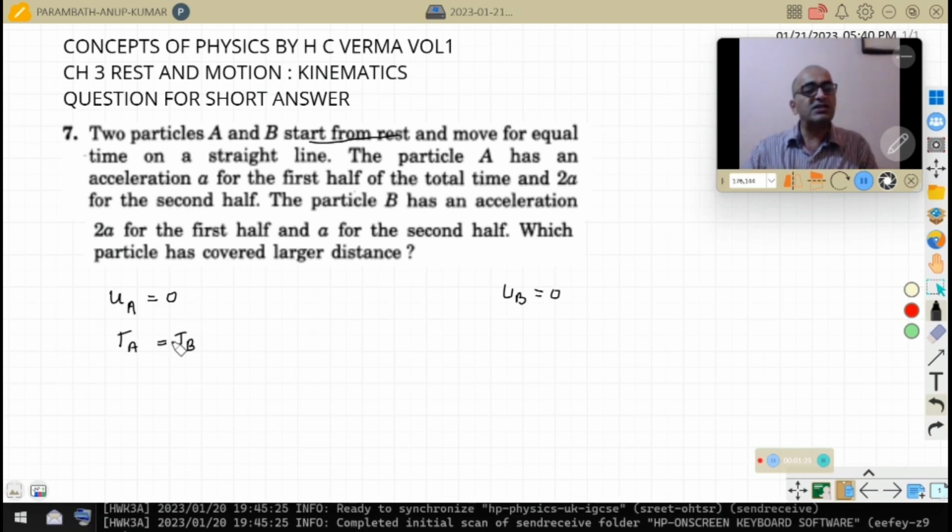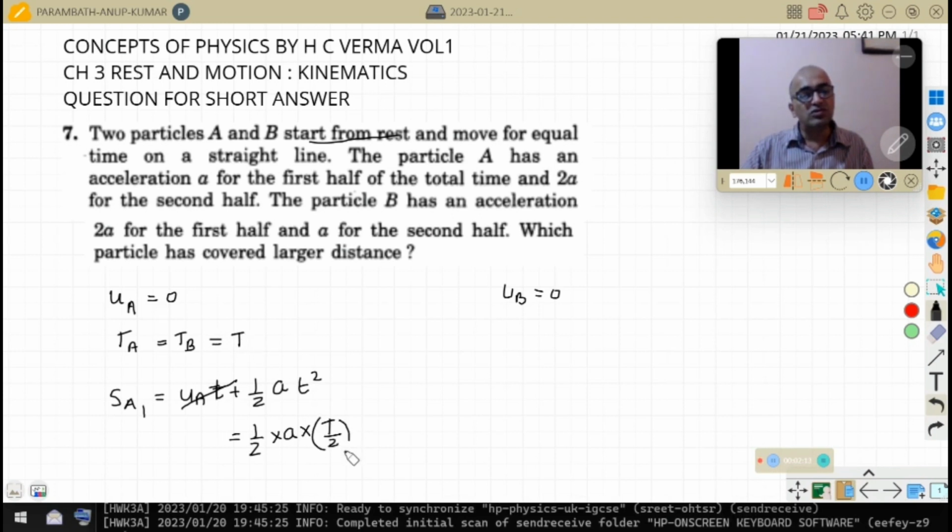The particle has acceleration a for the first half of the total time. Therefore, we can consider the displacement of A in two parts. That is displacement SA1, which you can write as UA t plus half into acceleration during the first half, which is a, into t squared. Since the initial velocity of A is 0, I strike it off and the distance covered is half into a into (t by 2) whole squared, taking the total time as T.